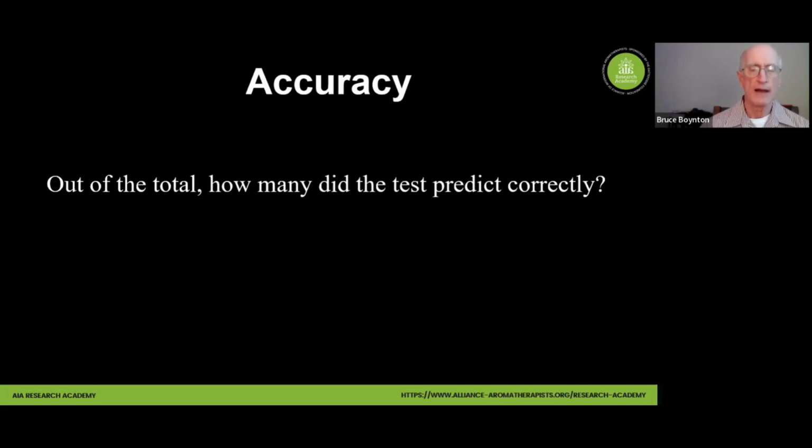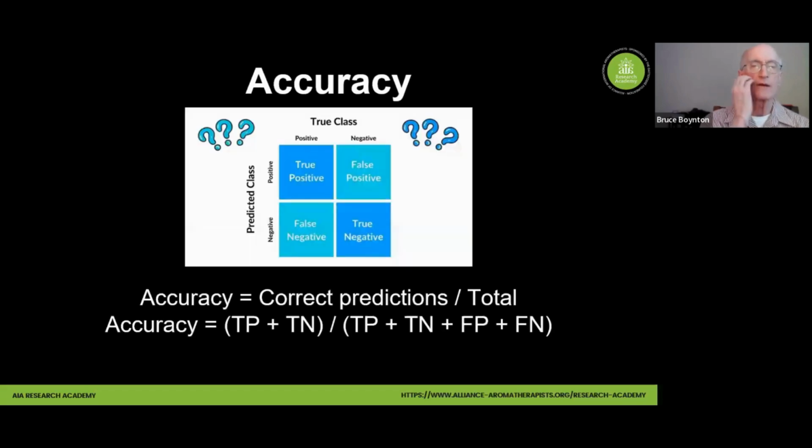That's our usual idea of accuracy. And we'll use this with the confusion matrix right here. So you remember the dark blue squares are the correct predictions. The light blue squares are errors. So if you think about what the test got right, it's the true positives plus the true negatives over everything. This is everything. So it'll be TP right here plus TN over everything.